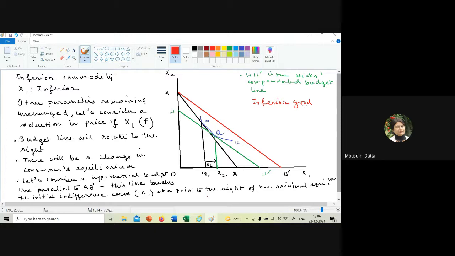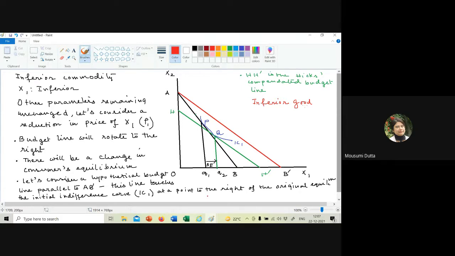So a rational consumer will like to move further to the right and will select an indifference curve which will touch AB prime. A rational consumer will move to a higher indifference curve and will select an equilibrium at which a higher indifference curve is touching the budget line AB prime. So Q cannot be the final equilibrium and the consumer will move to a higher indifference curve.